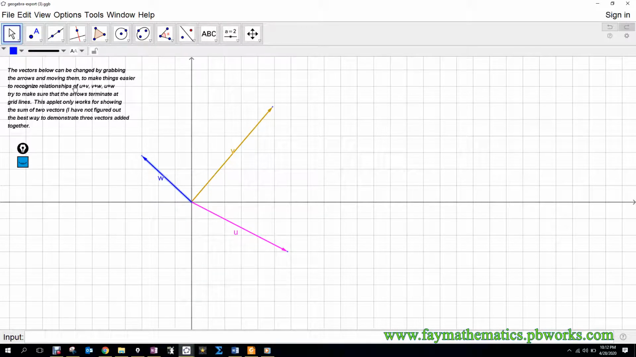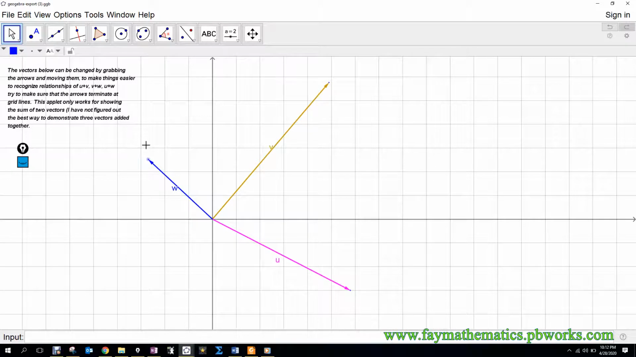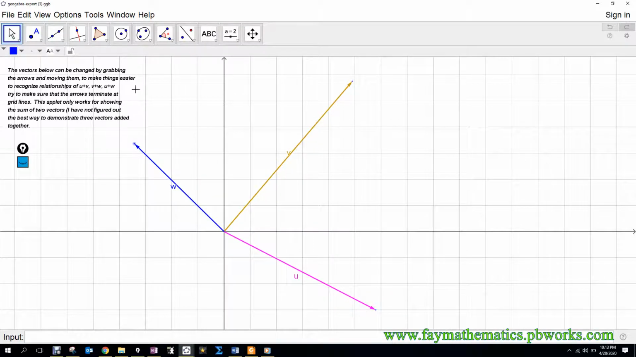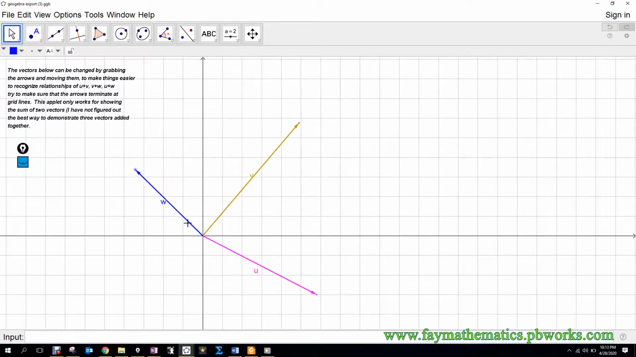It's trying to make sure that your arrows terminate at grid lines. So if you're going to mess around with this, I've got it set up right now to where they snap to a grid, so they snap to that intersection there. When you're messing around with this, don't do that, because it's going to be very hard for you to get the visual that is demonstrated here with this applet. This applet only works for showing the sum of two vectors. I haven't spent a whole lot of time to demonstrate three vectors added together. But nonetheless, this should be something we can do.